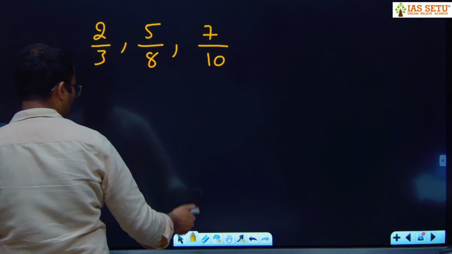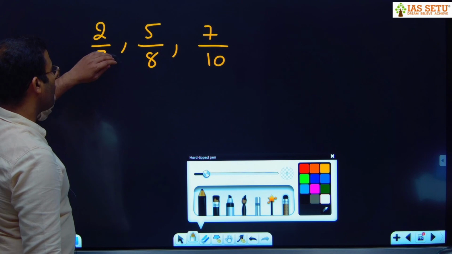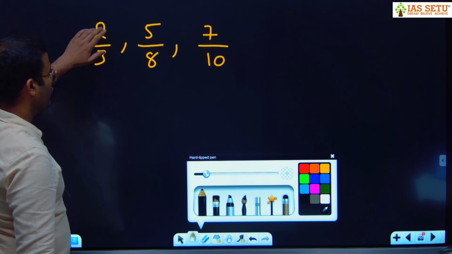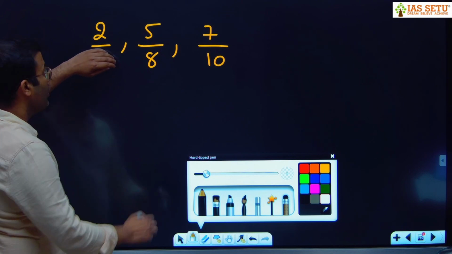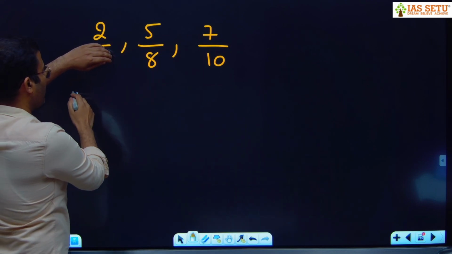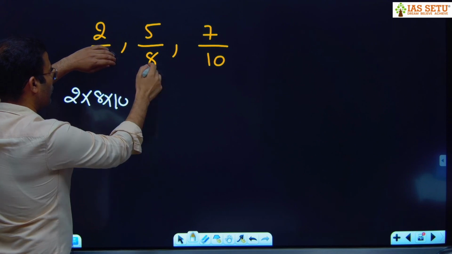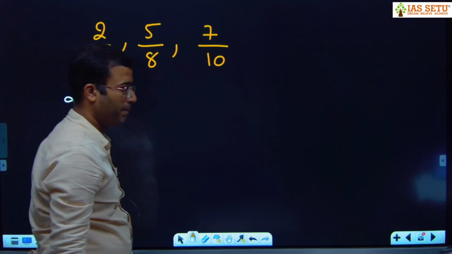So how to apply cross multiplication method? What you do, you hide this denominator. The denominator that goes with 2, hide it. Multiply this numerator with the remaining denominators. The numerator 2 will be multiplied with 8 and 10.